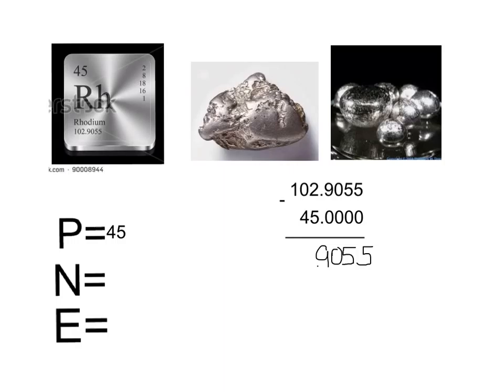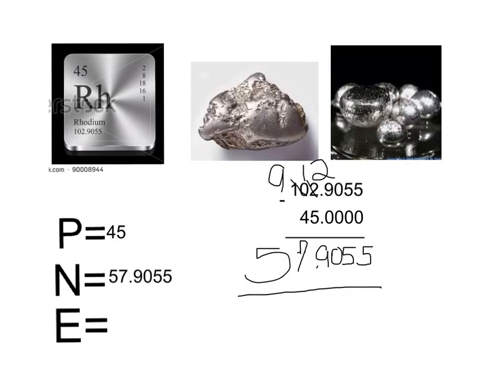But now we do 102 minus 45. I'm going to take away from the 10, make it a 9. So now it's 92 minus 45. But this will now be a 12. So 12 minus 5 equals 7. And 9 minus 4 equals 5. And that is my neutron, 57.9055. And then my electron is the same as the proton and the atomic number, and that is 45.